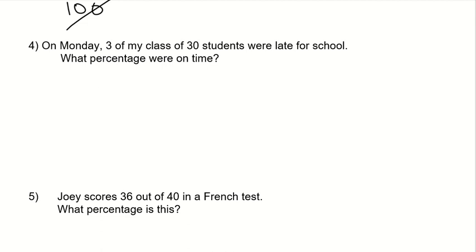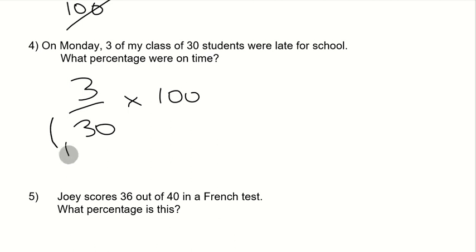So again, same thing applies. 3 over 30 and then multiply by 100. Now, unfortunately, we cannot work with this here to get up to 100 by multiplying it or dividing it. You could do one thing. You could divide it by 3. So let's do that to start off with. If we divide both numerator and denominator by 3, we would get 1 over 10.